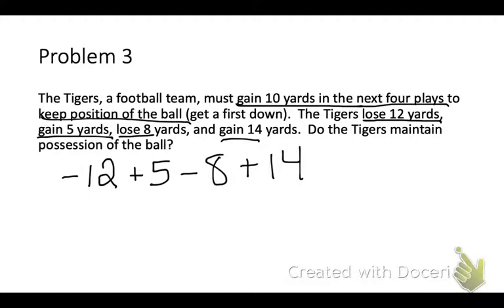So I'm going to add and subtract from left to right. We're going to start here. Different signs, subtract, keep the sign of the larger number. 12 is larger, so that would be negative. 12 minus 5 is 7. Minus 8 plus 14.